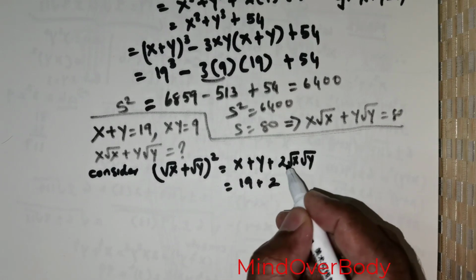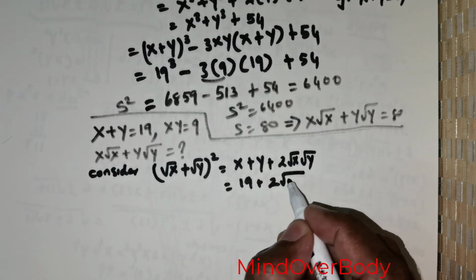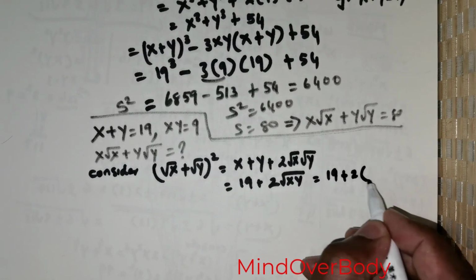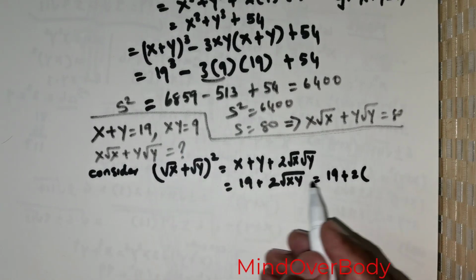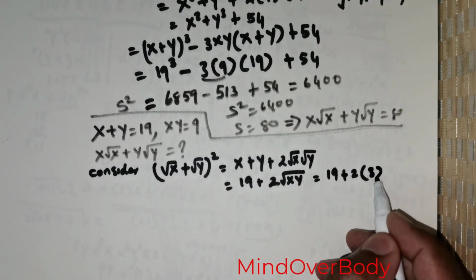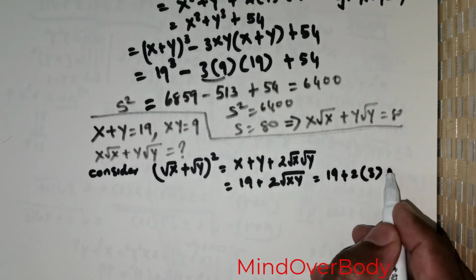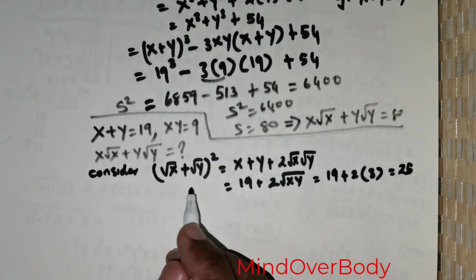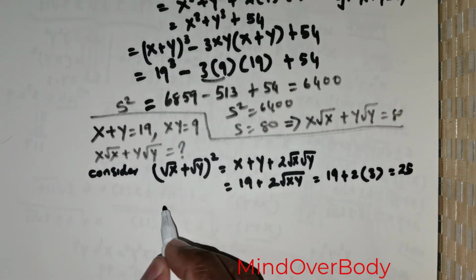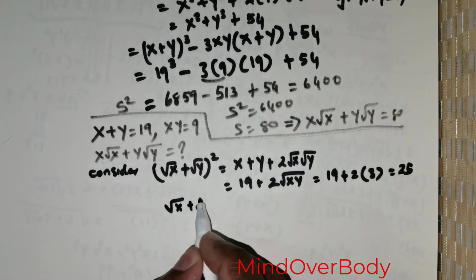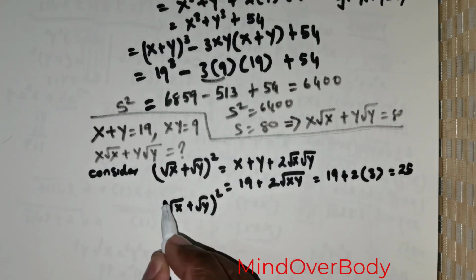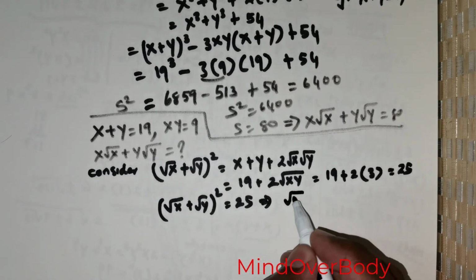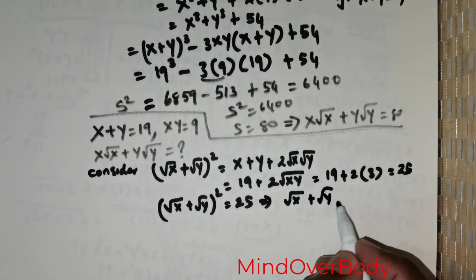2 times, now root of x times root of y is going to be root of x into y. Now which is equal to 19 positive 2 times xy is 9, so root of 9 would give me 3. 2 times 3 is 6, 6 added with 19 would give me 25. So I have got root of x positive root of y raised to the power 2 to be as 25. Now this would mean root of x positive root of y is equal to 5.